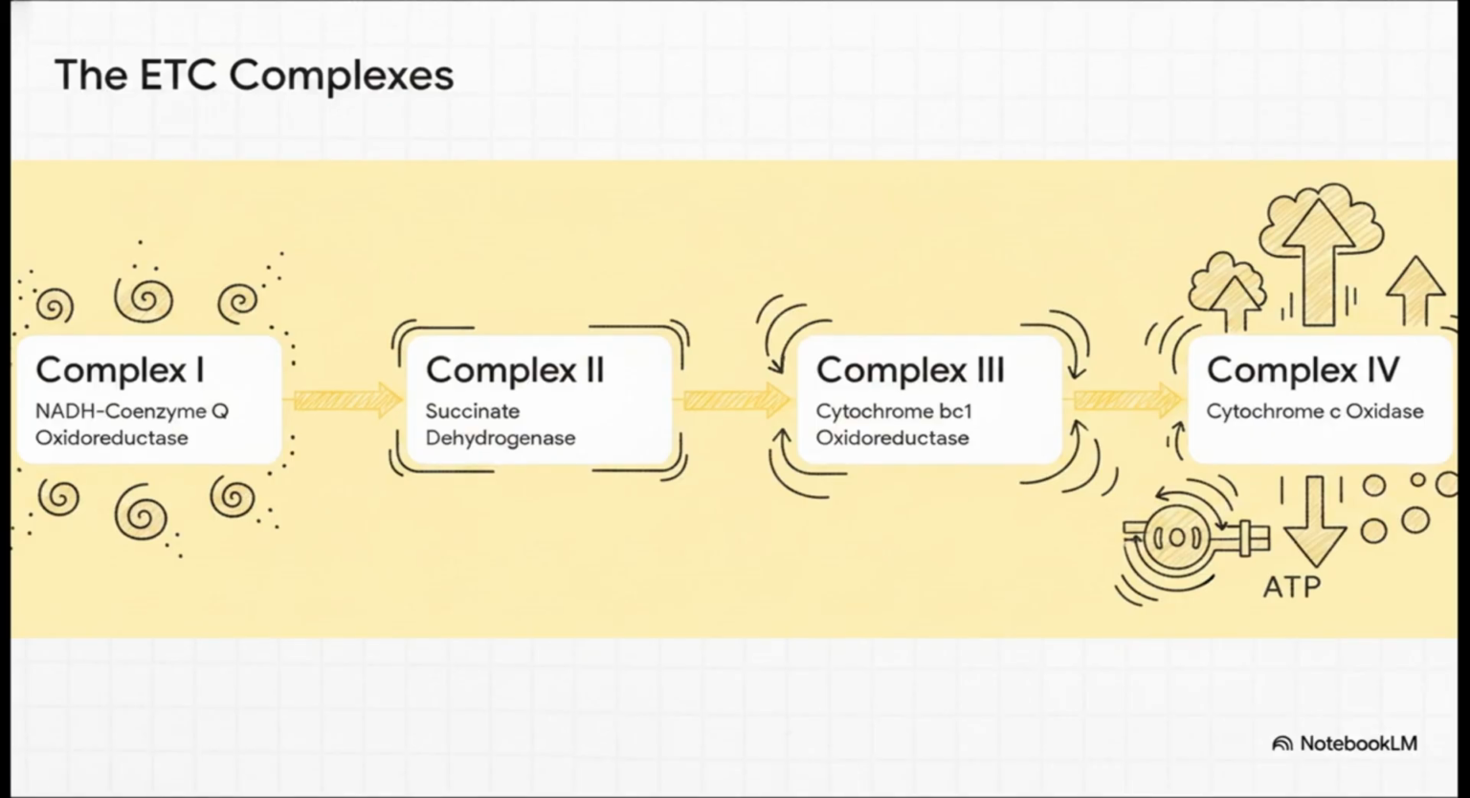You can think of complex I and 2 as the on-ramps to this electron superhighway. Complex 3 is kind of like a crucial interchange, and complex 4 is the final exit. Each one is an incredible piece of molecular machinery built for one thing, handling these electrons.